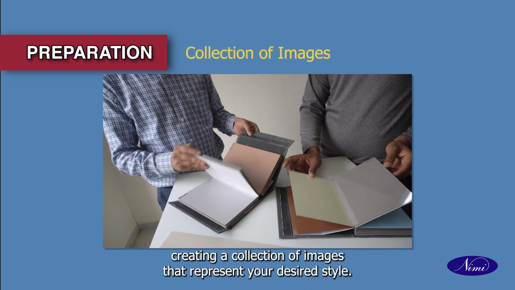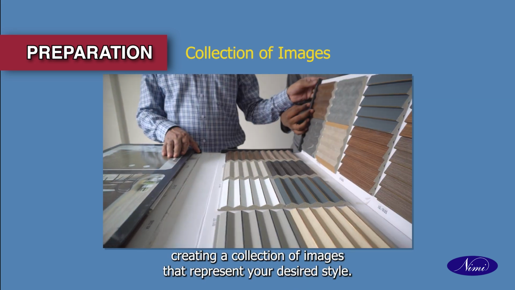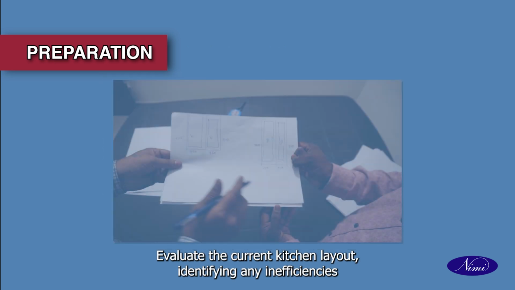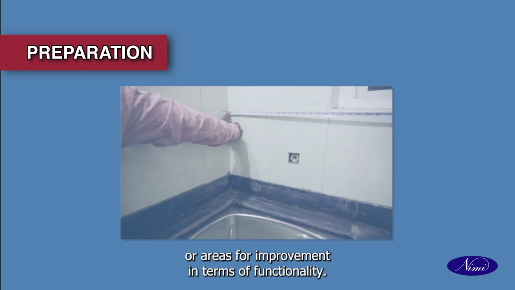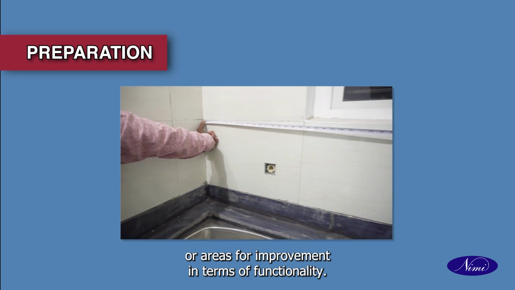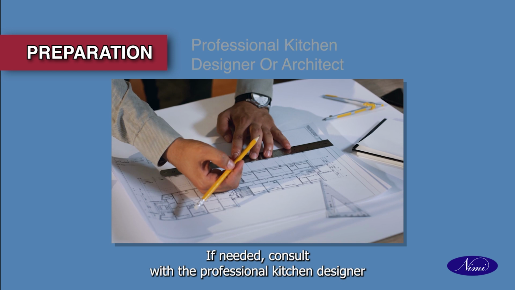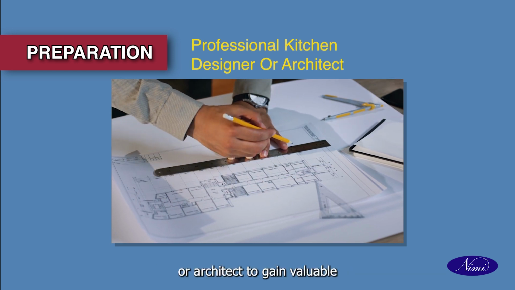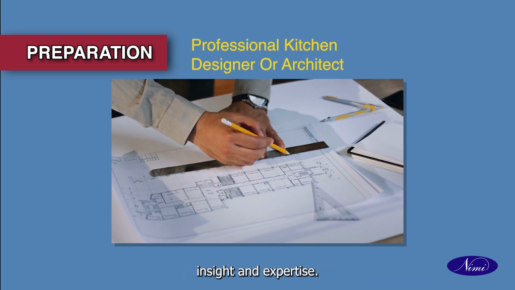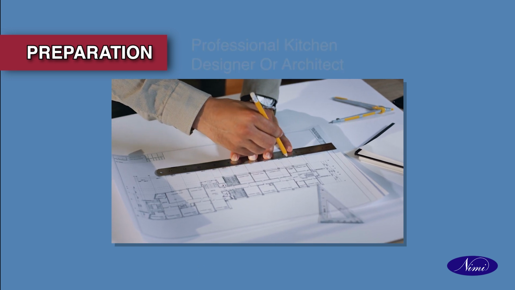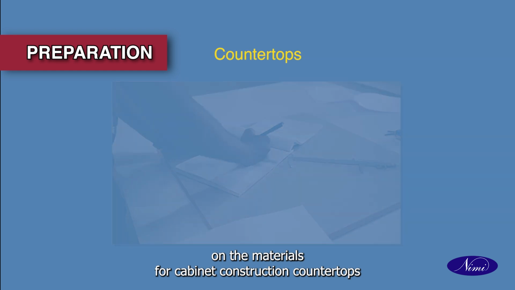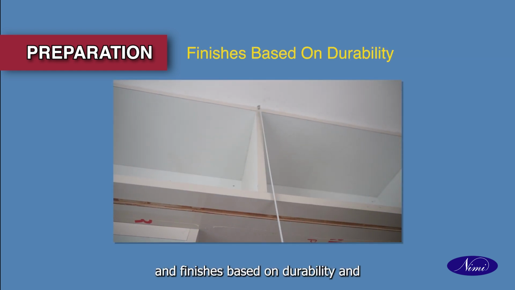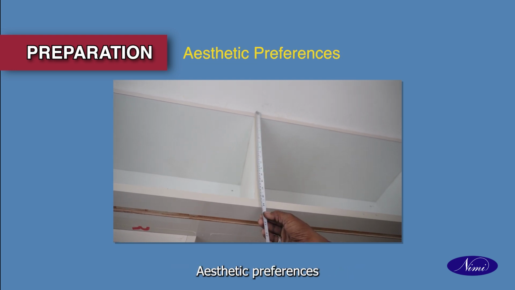Gather information from various sources, creating a collection of images that represent your desired style. Evaluate the current kitchen layout, identifying any inefficiencies or areas for improvement in terms of functionality. If needed, consult with a professional kitchen designer or architect to gain valuable insights and expertise. Research and decide on the materials for cabinet construction, countertops, and finishes based on durability and aesthetic preferences.